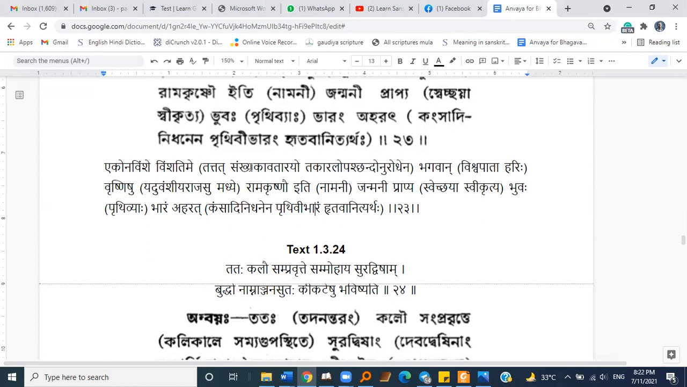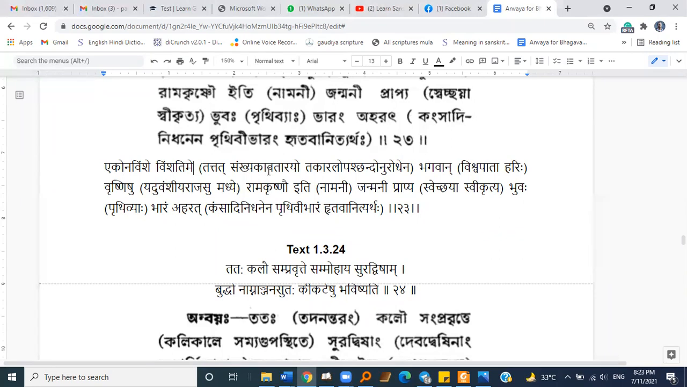So tat sankhyaka avatarayo: 19th and 20th means that numbered incarnation. Takara lopah chanda anurodhena. Here actually it should be vimshatitame, but that ta is deleted, takara lopah, because of the requirement of chanda, the meter, as it was not fitting in vimshatitame. So that's why Vyasadeva deleted ta. This is the meaning. Takara lopah chanda anurodhena. Clear?